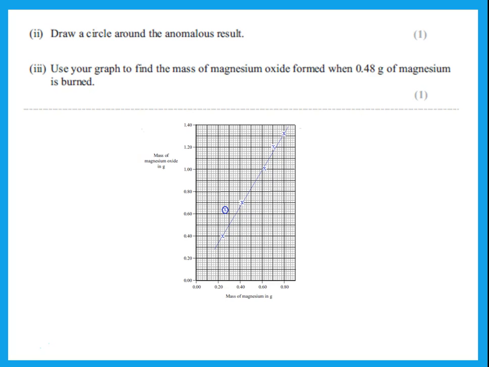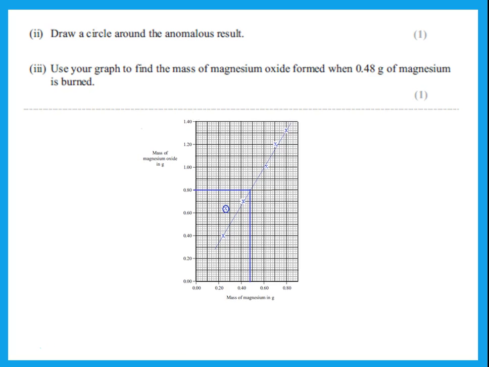Use your graph to find the mass of magnesium oxide formed when 0.48 grams of magnesium is burned. So I look at the mass of magnesium. Where is 0.48? I go up to the line, go horizontally, so that's at 0.8, then my mass is 0.80 grams. Were you able to get that?